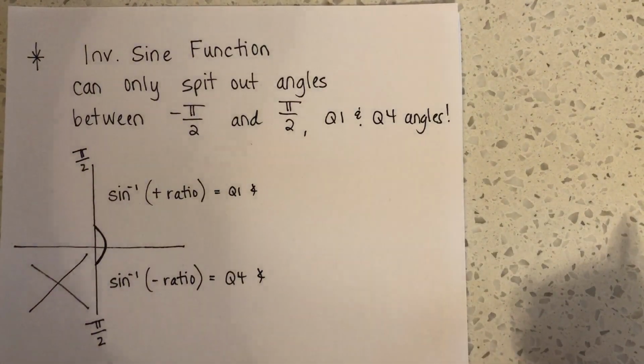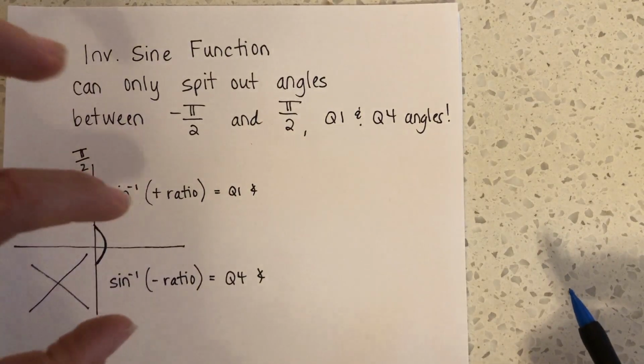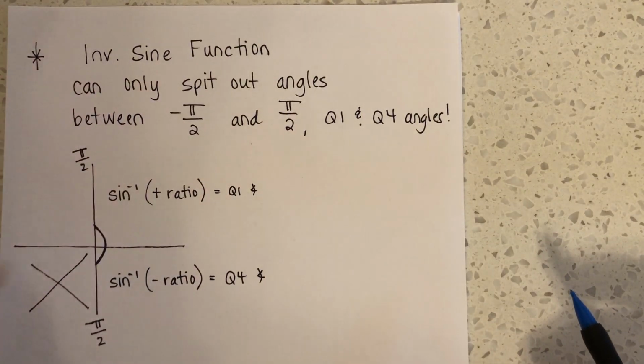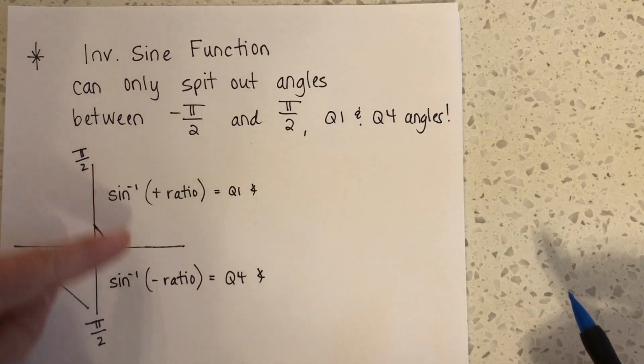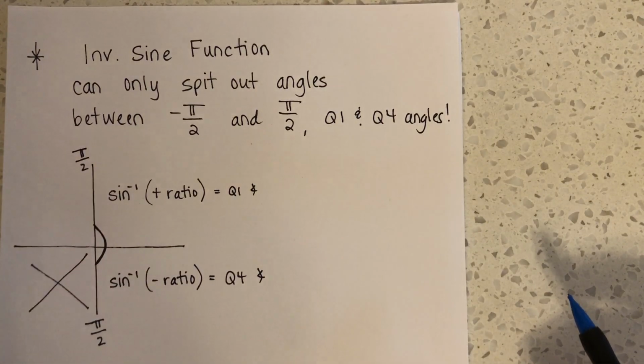Because in some of the problems, you're not going to be able to use your calculator when they ask you to find exact values. So you have to think like the function, okay? And this is how the inverse sine function thinks. It can only spit out angles between pi over 2 and negative pi over 2, all right?